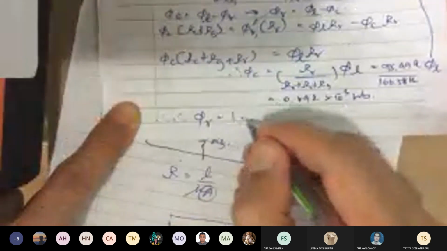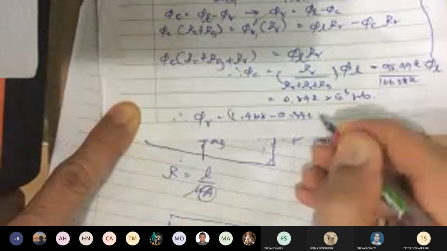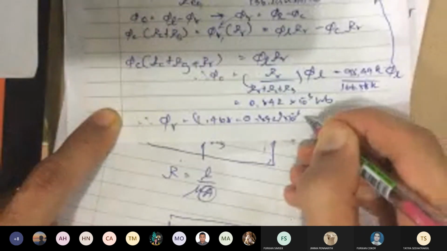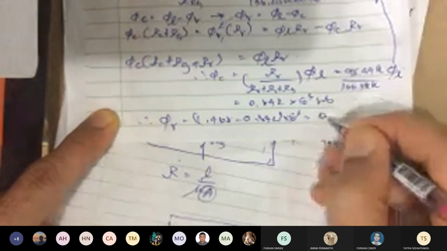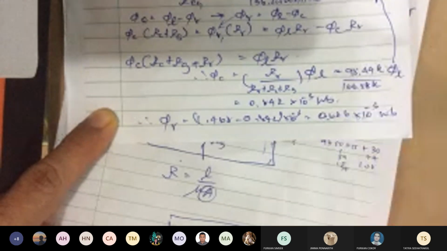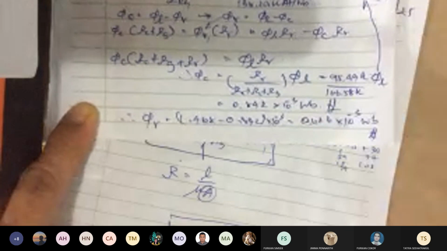And finally, your phi right is 1.468 minus 0.842 times 10 to the negative third, which is what? 1.468 minus 0.842. 0.626 times 10 to the negative third Weber. So these are the three answers that you have to solve.